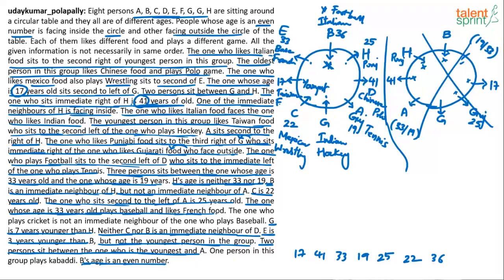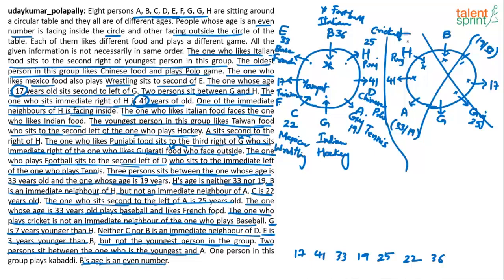With respect to sports, we have got hockey, wrestling, baseball, football, polo and tennis. I think 2 sports are left out. One is cricket. And we know that cricket is not an immediate neighbor of the one who plays baseball. Since this guy plays baseball, cricket cannot come for F. So cricket has to come for H. H, who likes Punjabi food, plays cricket.